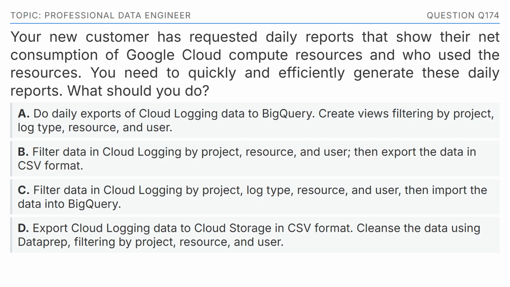Option B, filter data in Cloud Logging by project, resource, and user, then export the data in CSV format. Option C, filter data in Cloud Logging by project, log type, resource, and user, then import the data into BigQuery. Option D, export Cloud Logging data to Cloud Storage in CSV format. Cleanse the data using Dataprep, filtering by project, resource, and user.